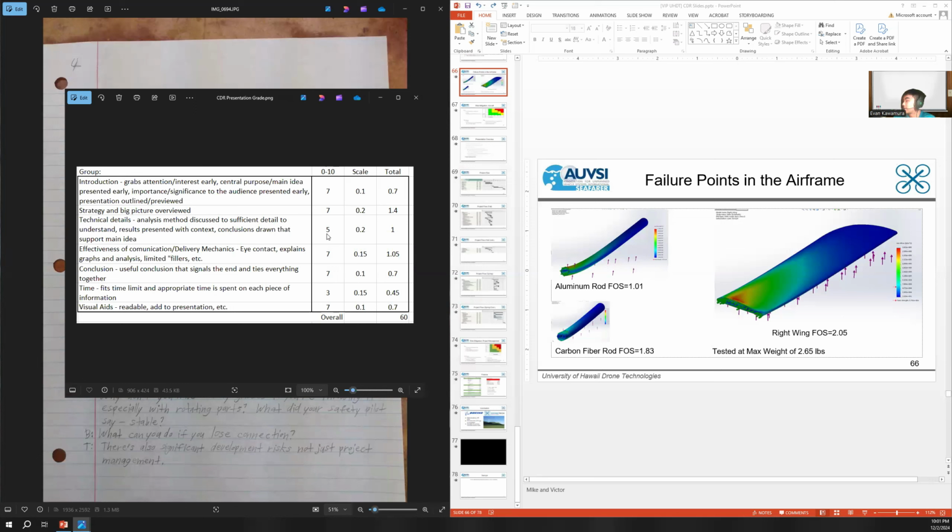Yeah, you can see that, right? We can tell we missed a lot of details. Effectiveness, communication, delivery mechanics, 7 out of 10. Conclusion, 7 out of 10. The time was 3. I think we went overtime. So that's why we did so poorly on this one, 3 out of 10. The visual aid, 7 out of 10.